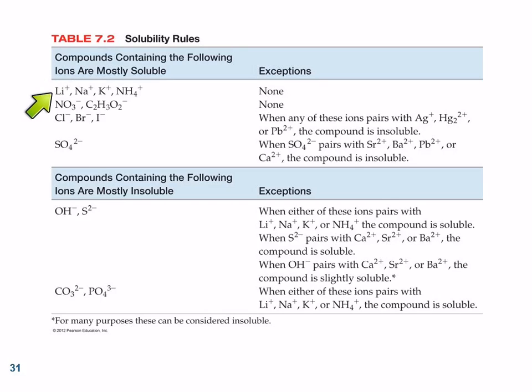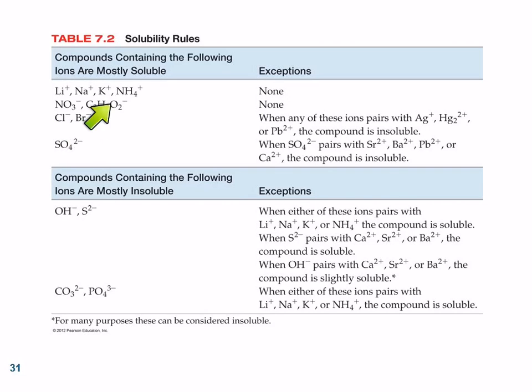Compounds containing these ions, lithium, sodium, potassium, those are alkali metals, and ammonium. And then there's a listing of exceptions. There's no exceptions to those. What that means is if you have any ionic compound that's got lithium in it, it's going to be soluble. And then here are a couple of anions, nitrate and acetate. These guys are soluble, no exceptions.